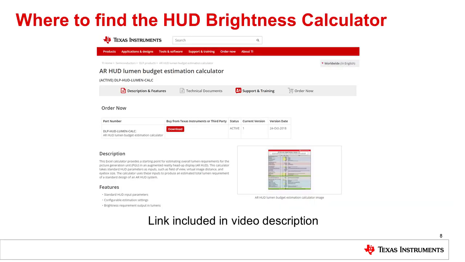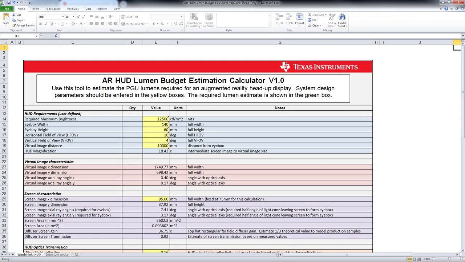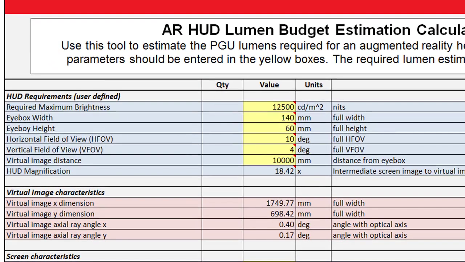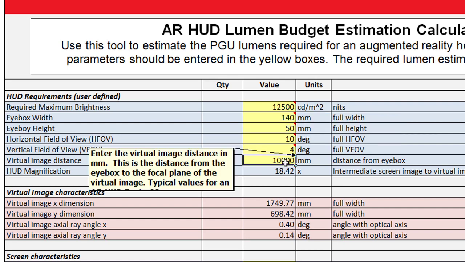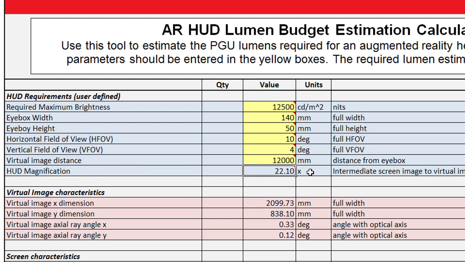To help understand the impact of these three parameters, TI has created an Excel tool to estimate the necessary lumens from the DLP projector. This tool can be downloaded by going to the link in the video description. Near the top of the calculator, you will find the HUD requirements section. These include the required maximum brightness of the eye box dimensions, and field of view, along with other HUD parameters. Entering custom numbers in the yellow boxes will recalculate the required lumens indicated at the bottom of the calculator.